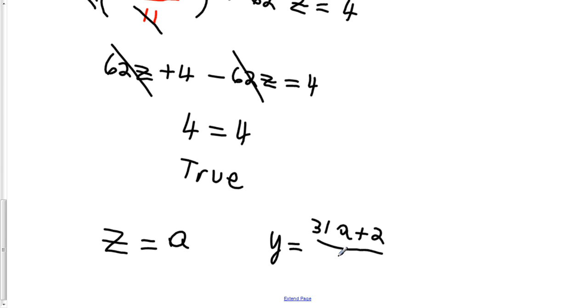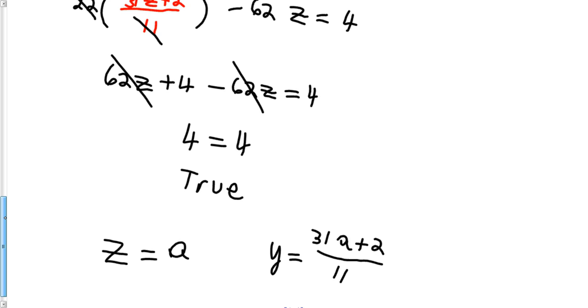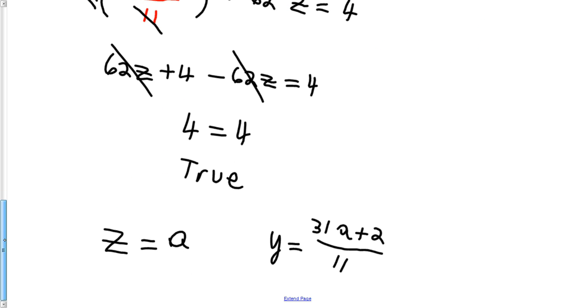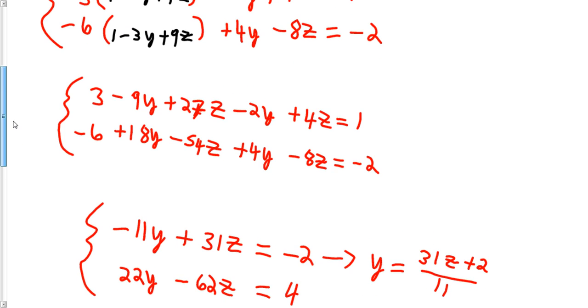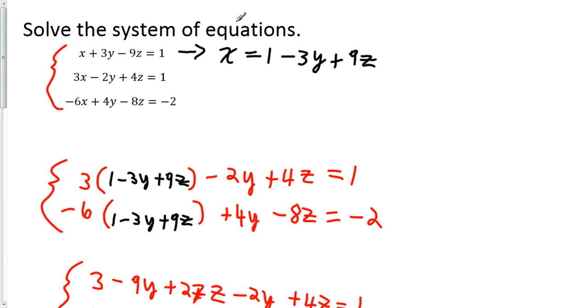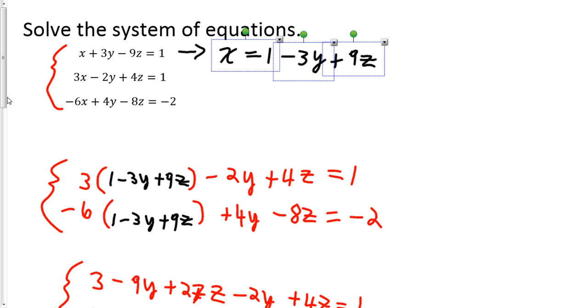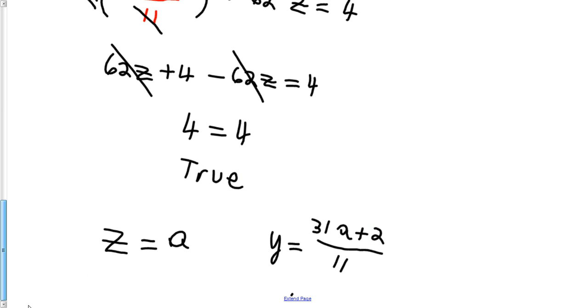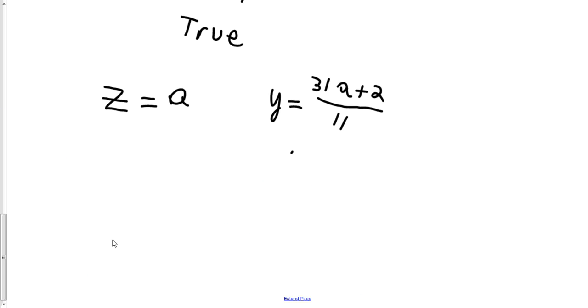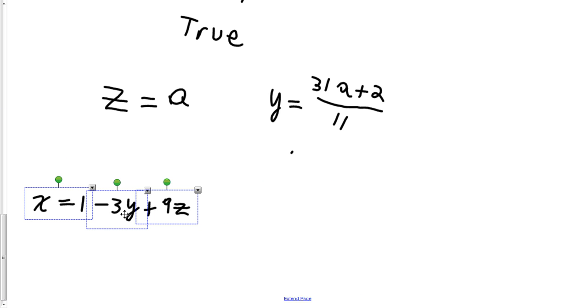So now I have a value for y based on my value that I chose for z. And now all I need is a value for x. So let's go all the way back up. I know something about x. Let's see, all the way up here. I had this expression up here that said x was equal to all of this. And all I have to do is plug that all in, and I will have my expression that I can use for x in terms of a.